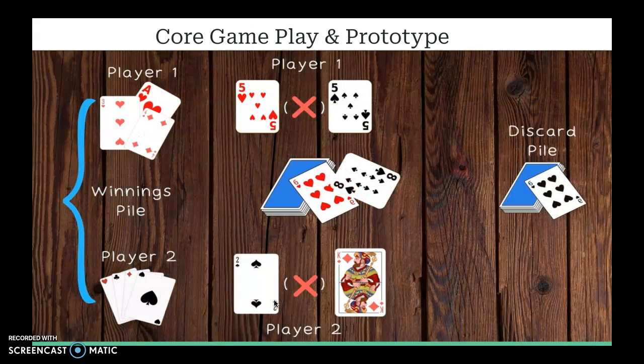So the core gameplay and prototype looks like this digital prototype that I have created here. To talk about how Fluency Frenzy works, we have two players on either side of a play area, player one and player two, and a stack of cards in the middle. Players will take two cards and have them face down. At the count of three, students will simultaneously flip both their cards up to reveal their values. So player one has values of 5 times 5, and player two has 2 times king. We'll get into more of what king means in a later slide.